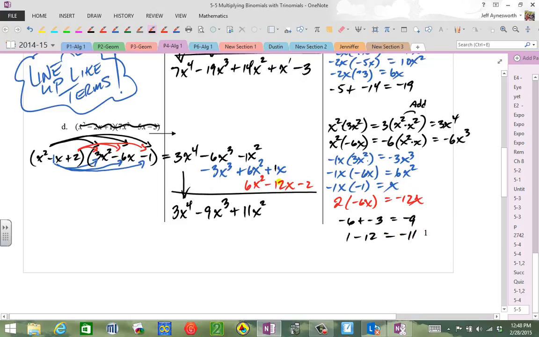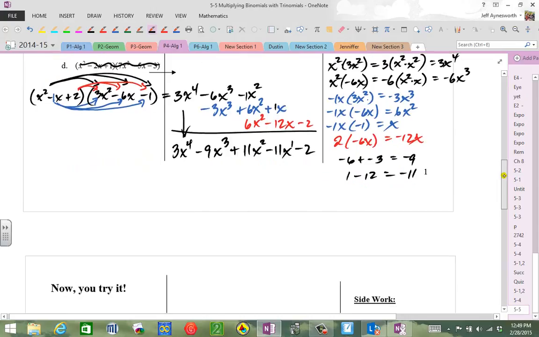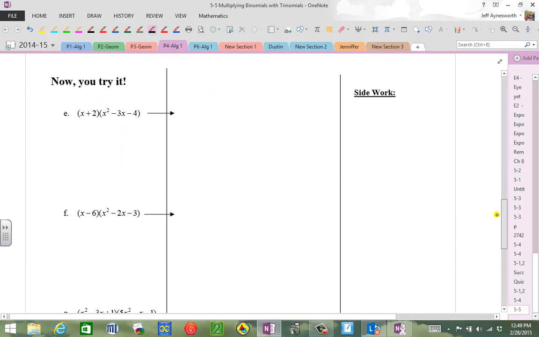All right, 1x minus 12x is negative 11x. And then bring down the minus 2. Again, descending order: 4th degree, 3rd degree, 2nd degree, 1st degree, and then constant, 0 degree. And that's how it's done, my friends. Okay? And what you need to do is give it a shot and try it on the backside here.